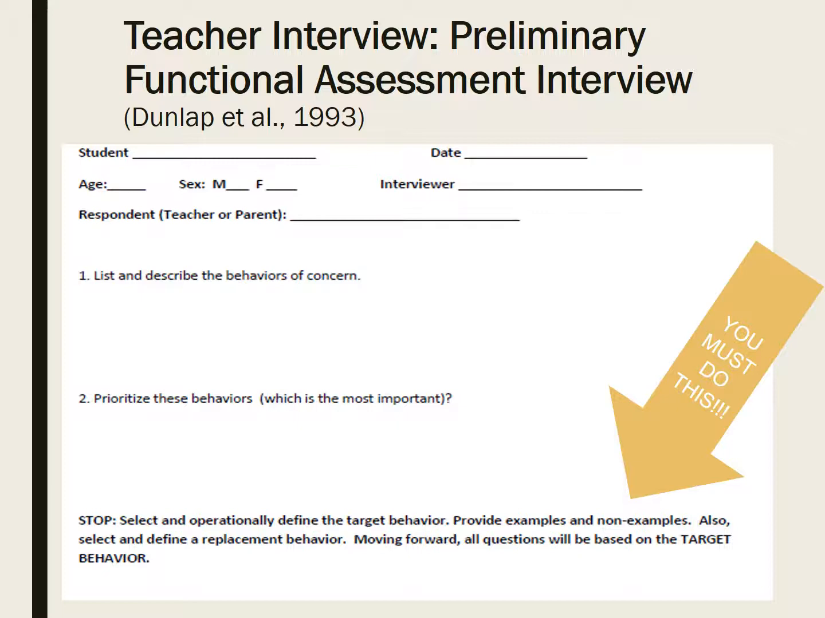After question number 2, there is a prompt for you to stop, and you must do this. You need to select and operationally define the target behavior, the behavior of concern. You need to provide examples and non-examples, as well as select and define a replacement behavior. What should that student be doing instead? Moving forward throughout the teacher interview, you're focusing on the target behavior. Please reference back to prior modules on how to operationally define behaviors.